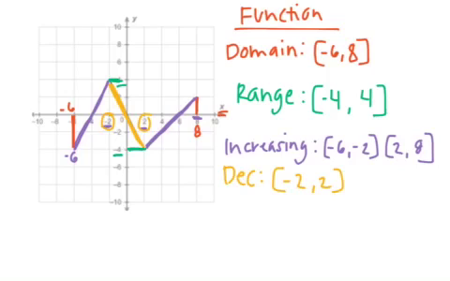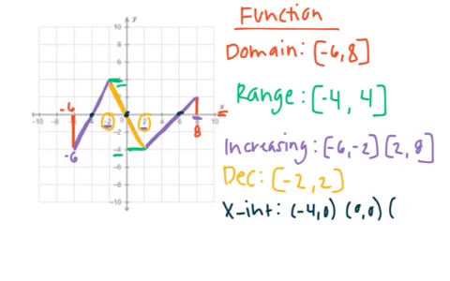Okay, x-intercepts. It's where it crosses the x-axis. So looks like right here at -4, at 0, and at 6 on the x-axis. So negative 4, 0 is that first ordered pair. 0, 0, and then the ordered pair 6, 0. Okay, my y-intercept is where it crosses the y-axis. That's my vertical axis. And it looks like it crosses at the ordered pair 0, 0, right there at the origin.